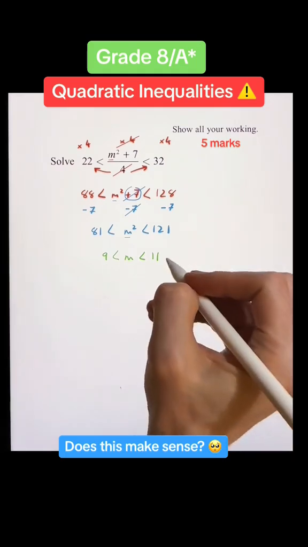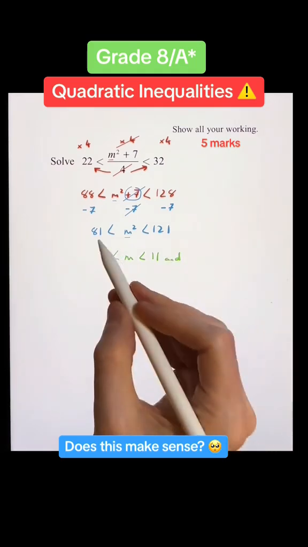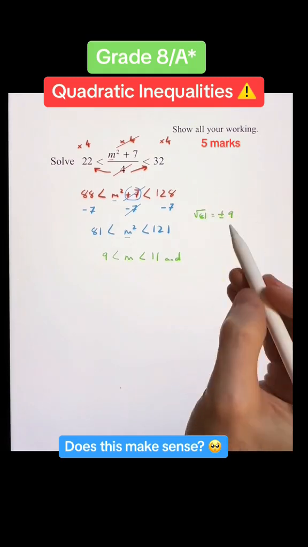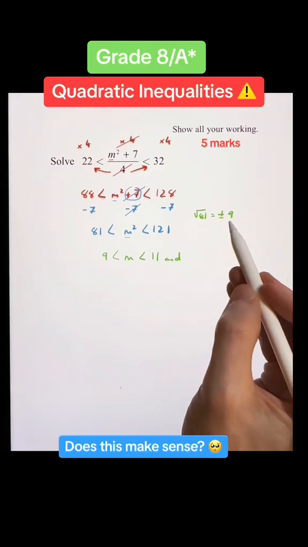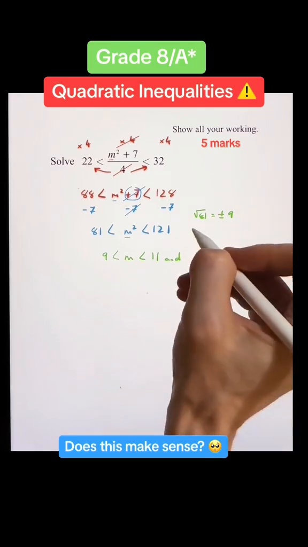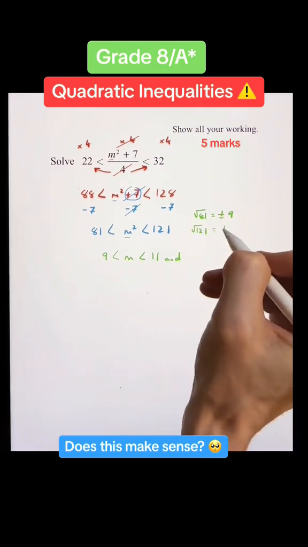But don't forget, when you square root, you get a plus or a minus, because the square root of 81 is technically plus or minus 9, because 9 squared, 9 times 9 is 81, but also negative 9 times negative 9. And negative times negative is also positive 81. And also the square root of 121 is actually plus or minus 11.